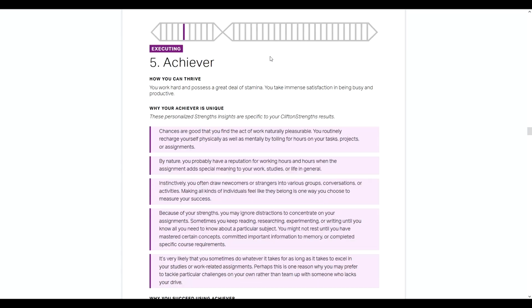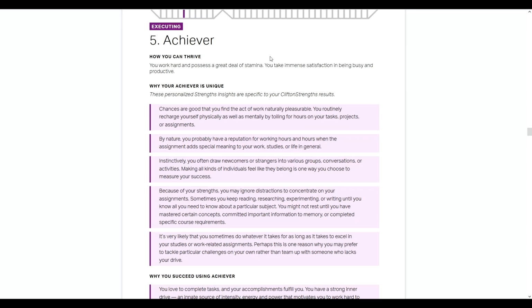All right, and then let's move on down to achiever. So achiever is literally the goal setter of strengths. Loves to make lists. Lots of people end up having achiever usually in their top 5 to 10. So if you're somebody that likes to make lists just so you can cross stuff off when you do it, then this one's for you.